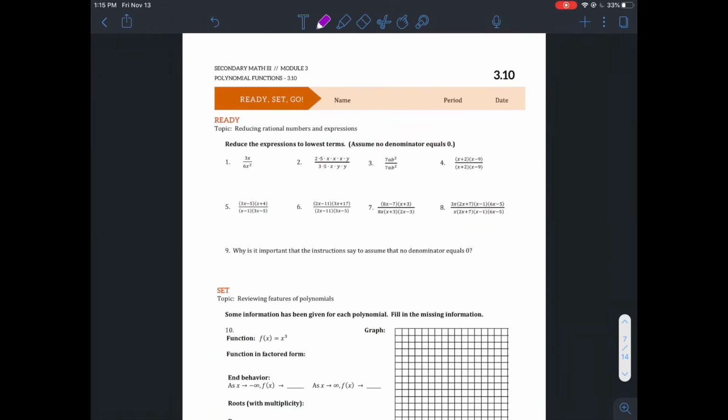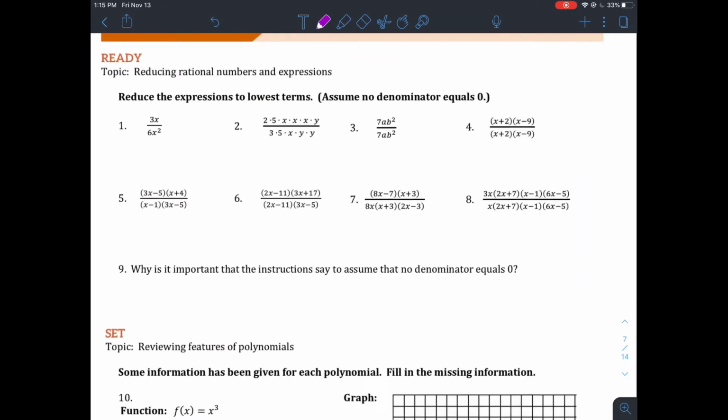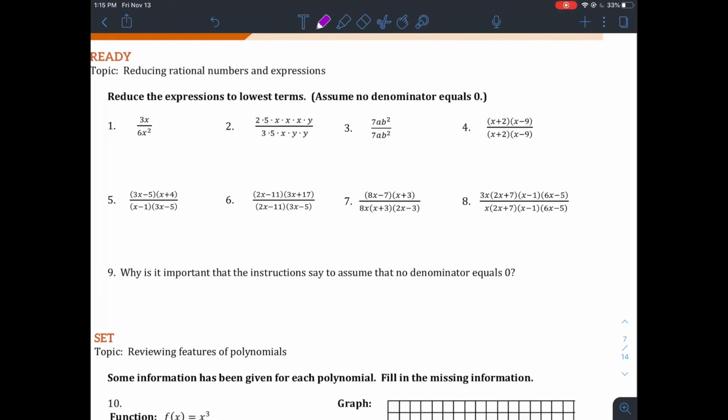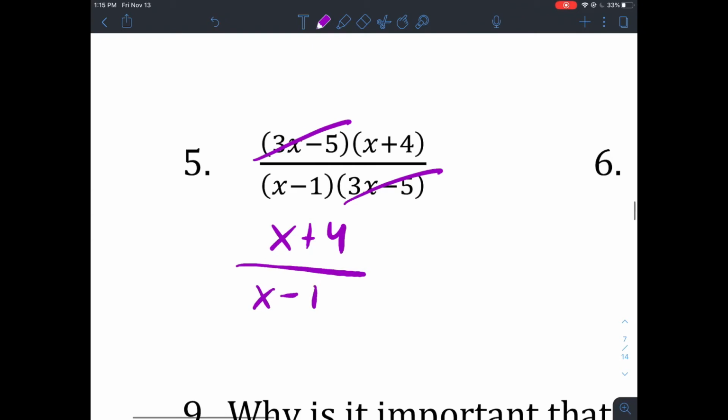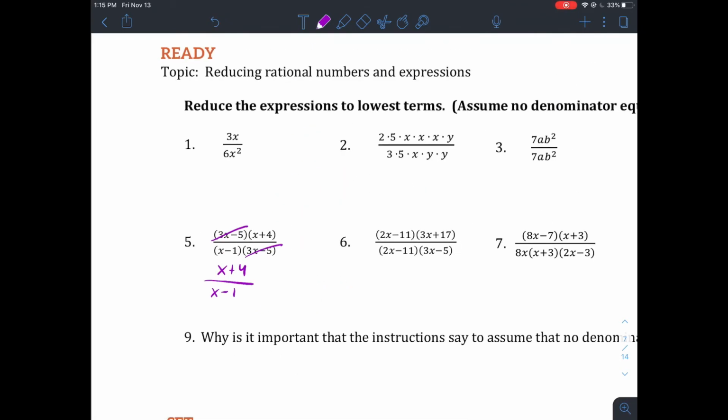So I wanted to go over a couple of other problems here. If we look at the readies, the ready is super easy. And I know it looks very intimidating here. But all you're doing is canceling out stuff that's on the top and on the bottom. So you're just looking for commonalities here and canceling out everything you can. For example, on number 5, I can cancel out these. Then on the top, all that's left is x plus 4. We have x minus 1 on the bottom. So that's how you would do number 5.